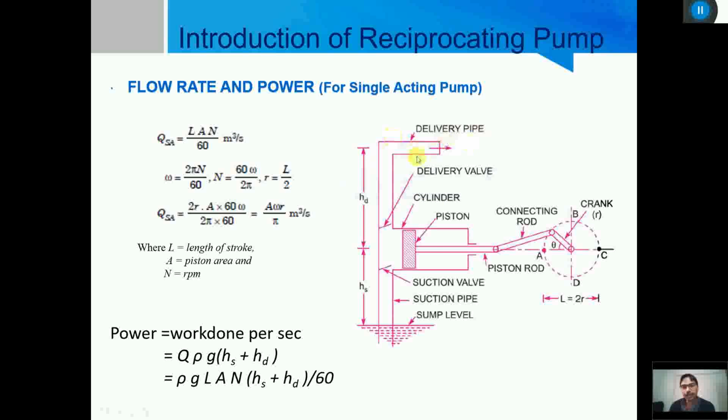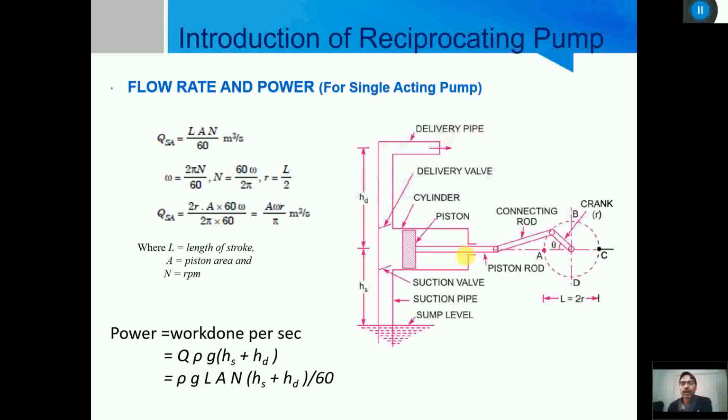And how much is the volume of liquid in the cylinder? Inside the cylinder during one stroke, we have the discharge as volume equal to area of cross section multiplied by length. So this is the volume we get delivered in one complete rotation, because we are getting discharge only during the delivery stroke. So the total volume is L into A. So in one cycle, LA discharge is there.